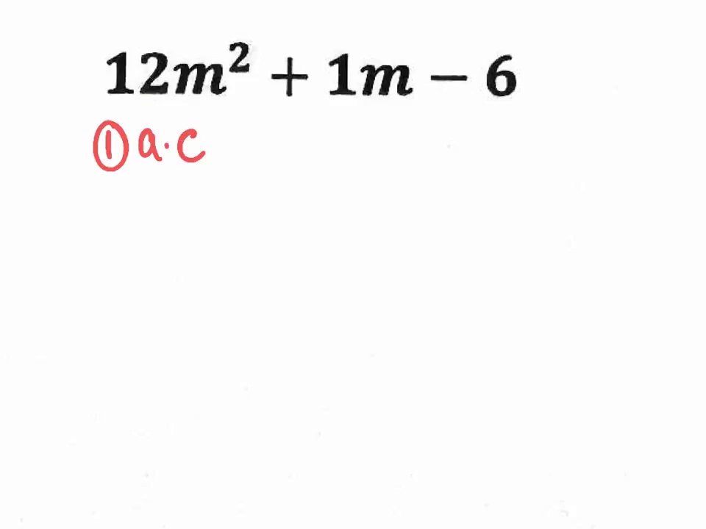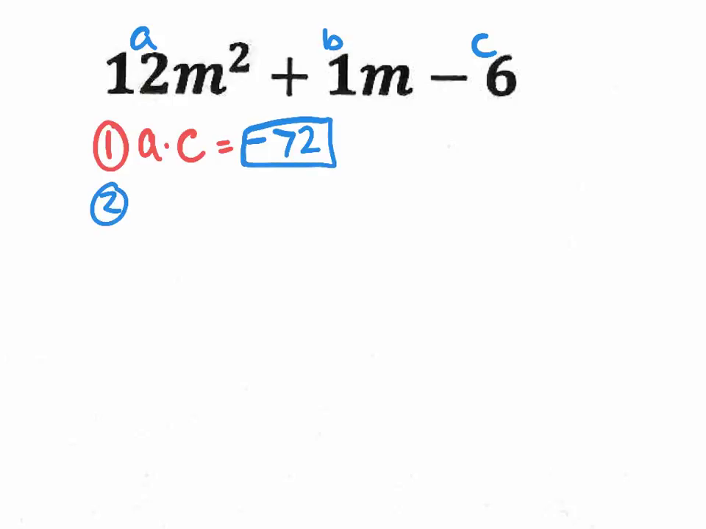Wait a minute, time out. Even before doing this, you're supposed to try to pull out a GCF. But with 12, 1, and 6, there is no GCF, so we continue with the multi-step process to be able to factor it. A times C is what? Negative 72. Remember, A is 12, C is negative 6, B is 1. So A times C is negative 72.